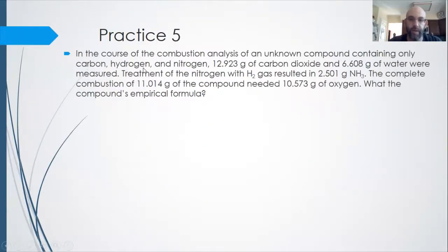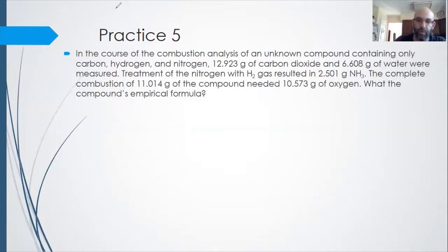Okay, so in this problem, we're talking about combustion analysis, common AP Chem question, right, from this section here. Some compound had carbon, hydrogen, and nitrogen inside, and it made 12.923 grams of CO2, 6.608 grams of water, and then the nitrogen was treated with hydrogen gas, and 2.501 grams of ammonia were produced. The complete combustion of 11.014 grams of the compound needed 10.573 grams of oxygen. So what's the empirical formula?